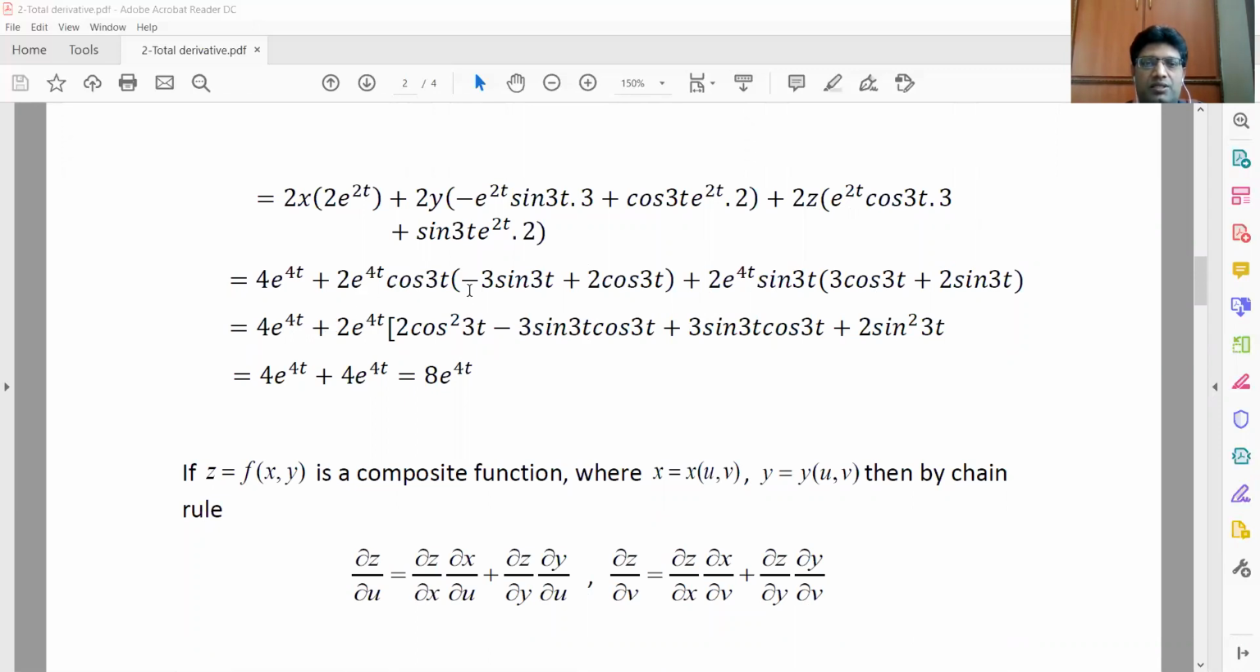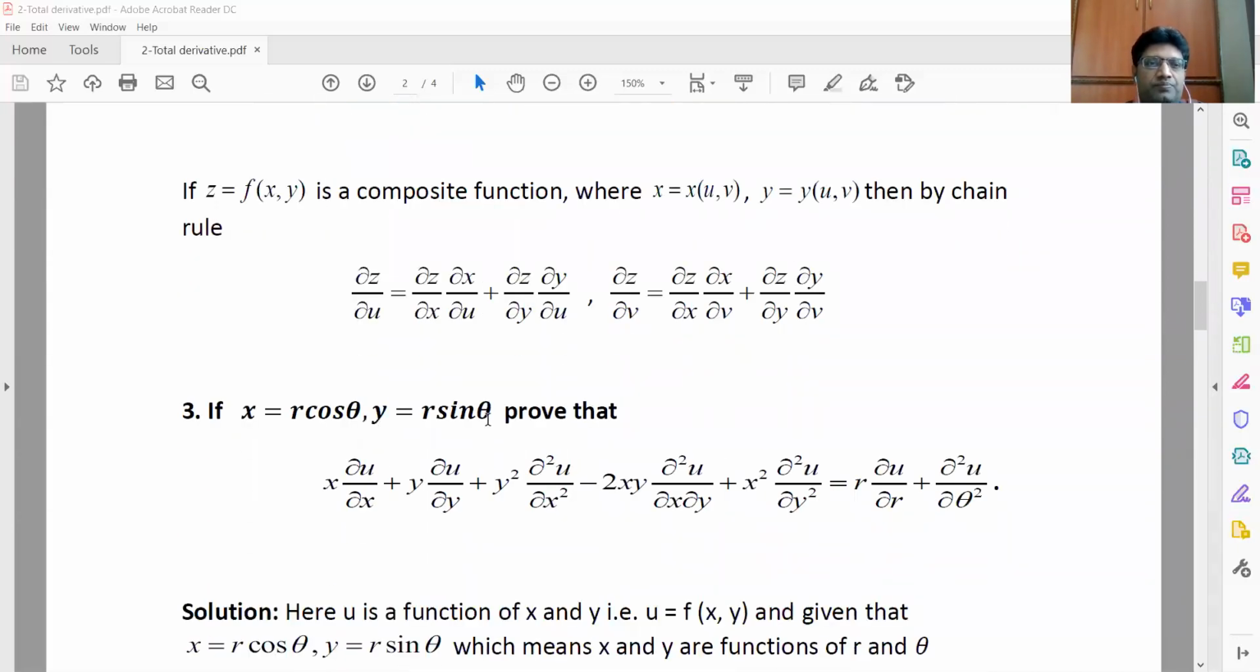So cos 3t into 2 cos 3t is 2cos²3t. This into this is minus 3 sin 3t cos 3t, plus here this is common. So sin 3t into 3 cos 3t here, plus 2sin²3t. Okay. Now 2cos²3t plus 2sin²3t becomes 2, and these two get cancelled. So 2 into 2, 4. 4e^(2t) already it is there. So it becomes 8e^(4t).